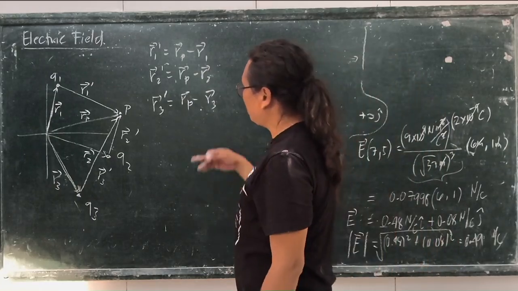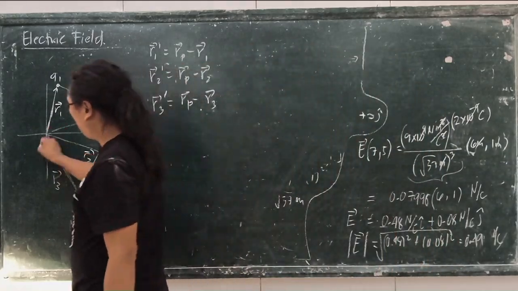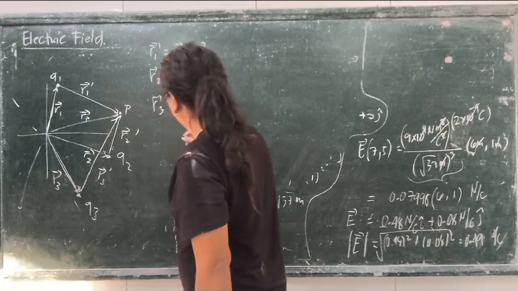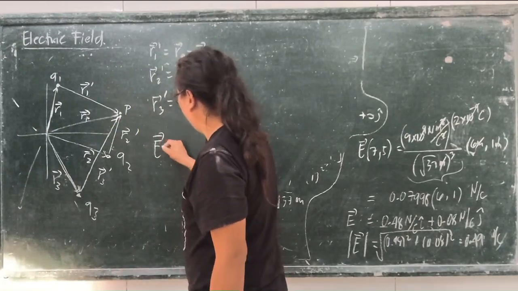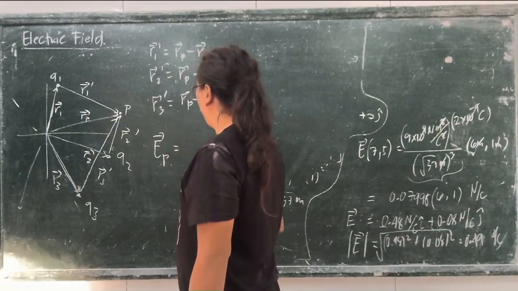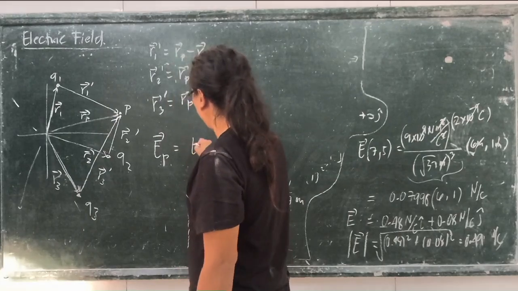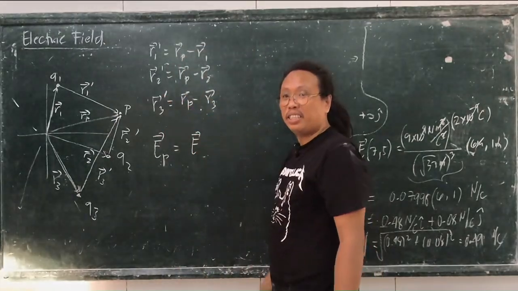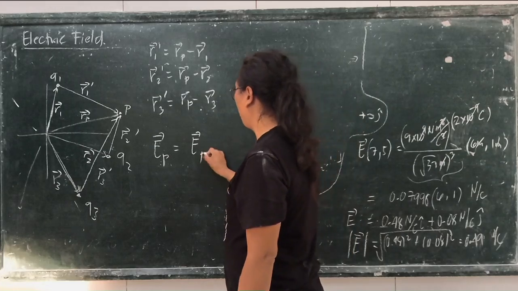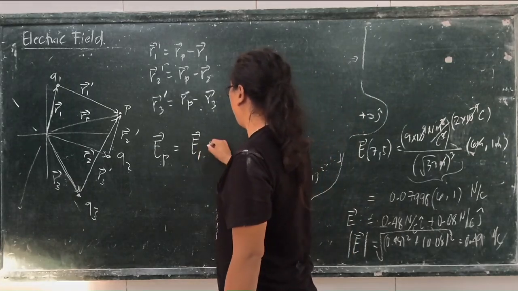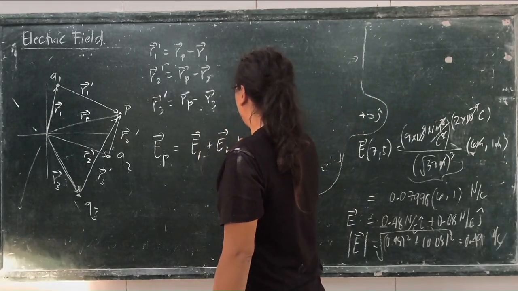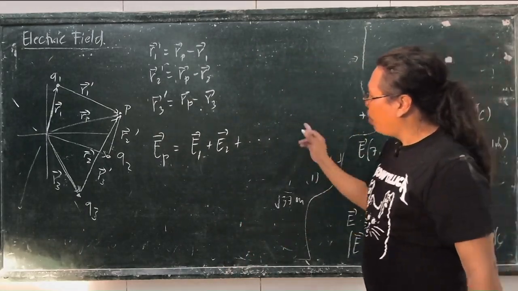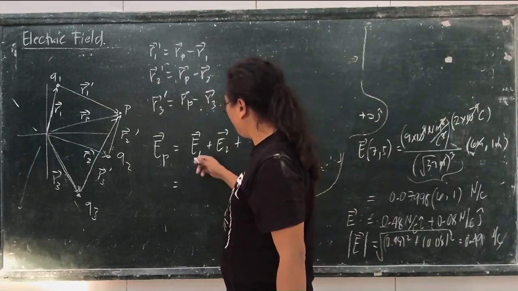Okay. You can have Q4, Q5, and so on. So all we need is this. The total electric field at point P will be, of course, the electric field at point P due to Q1, E1, plus E2, plus, of course, the rest of them. That's just the formula. But what is the electric field at point P due to Q1?